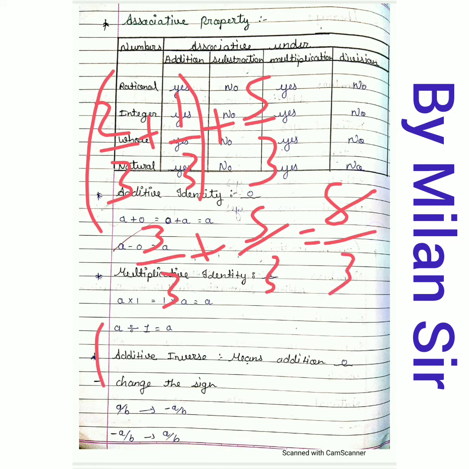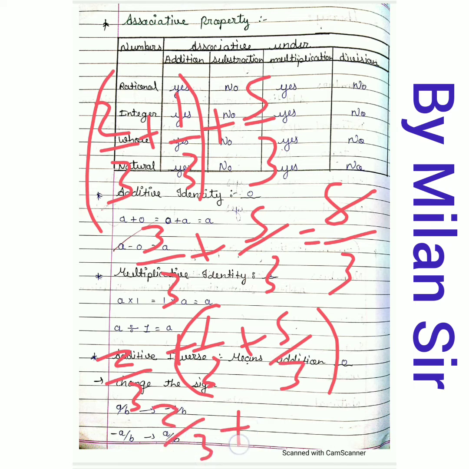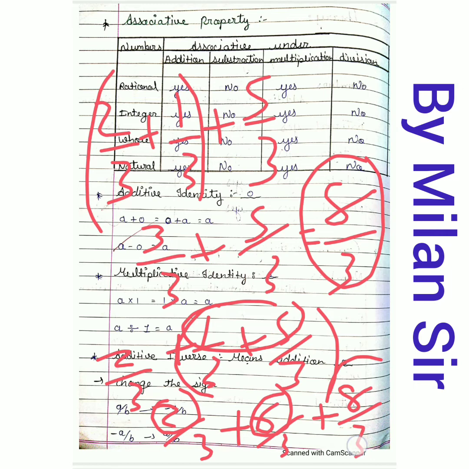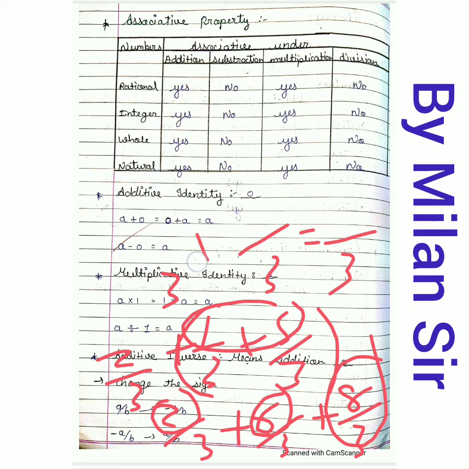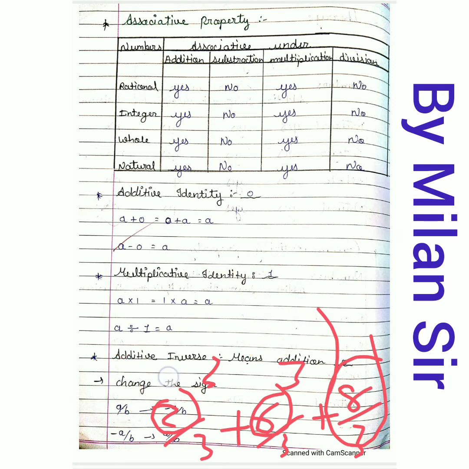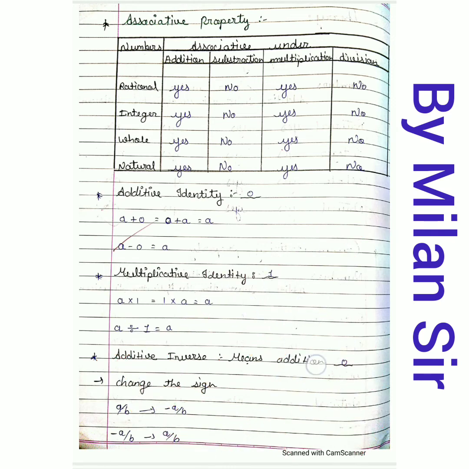But if we solve 2/3 plus (1/3 plus 5/3), first of all we solve the second bracket. So 5 plus 1 is 6/3, here. Now 6 plus 2, again 8/3. So we get the same answer, right? So for rational numbers, the addition process is associative. So the addition process is commutative and associative for rational numbers, integers, whole numbers and natural numbers, right?